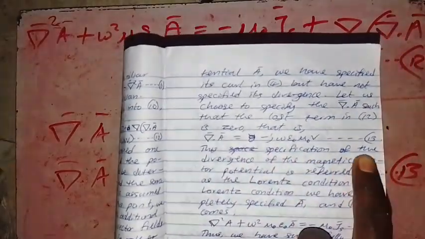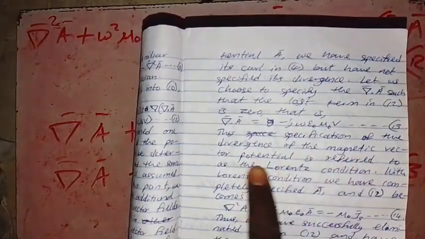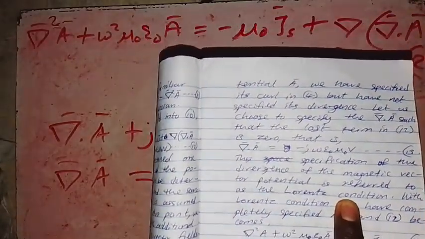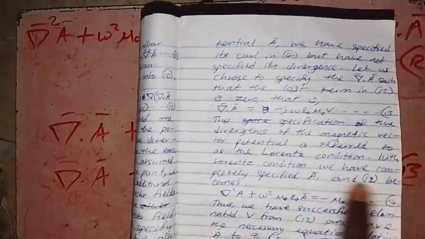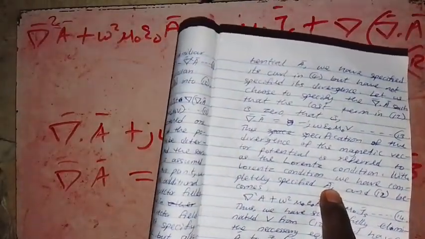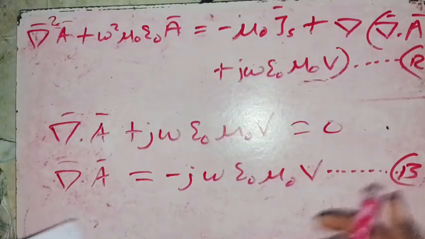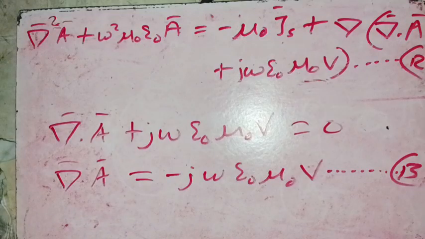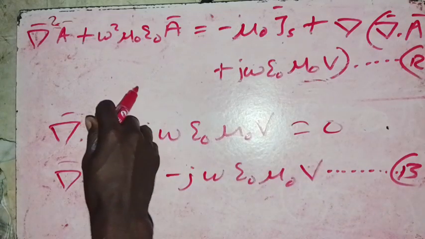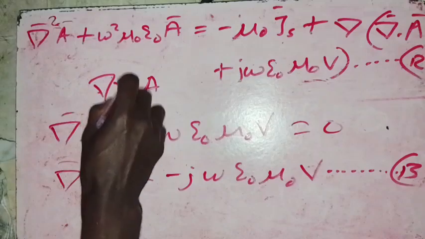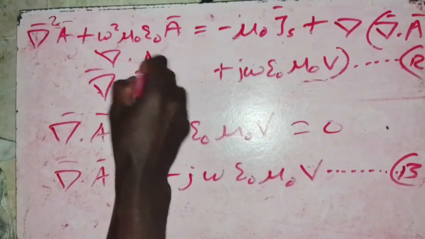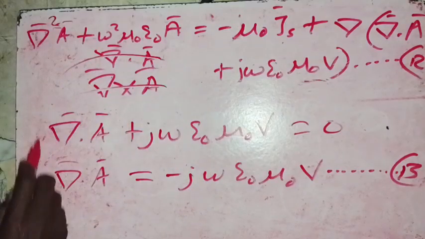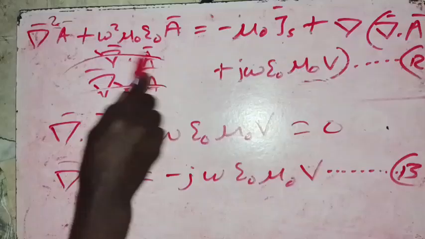This specification of the divergence of the magnetic vector potential is referred to as the Lorentz condition. With the Lorentz condition, we have completely specified A. Remember, I said that to completely specify any field, you need to know the curl and the divergence, which we now have. The curl, we have in equations 4 and 8. The divergence, we now have in equation 13.